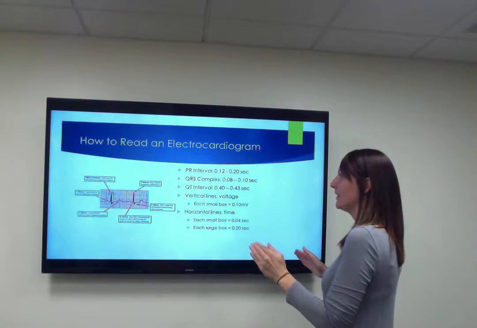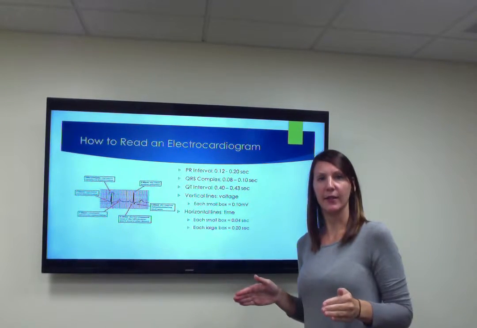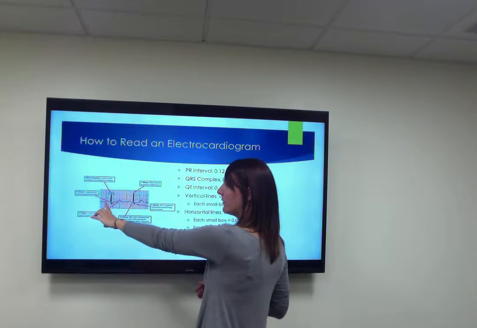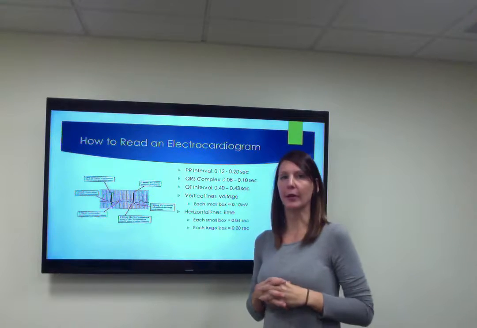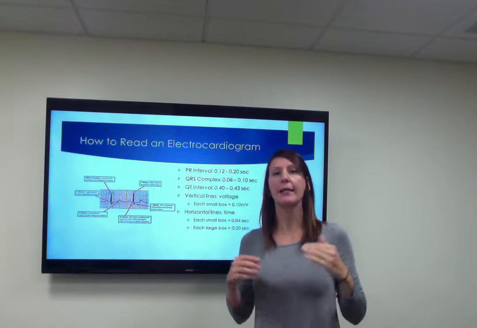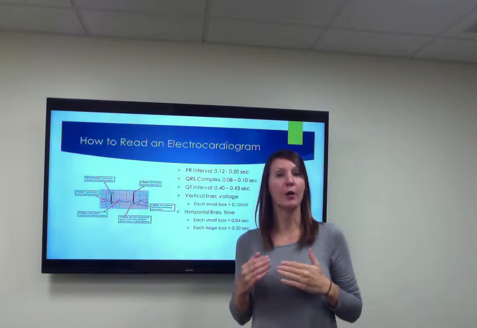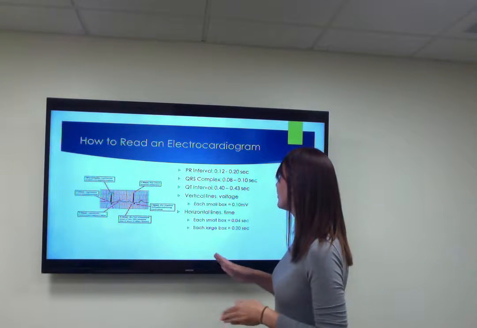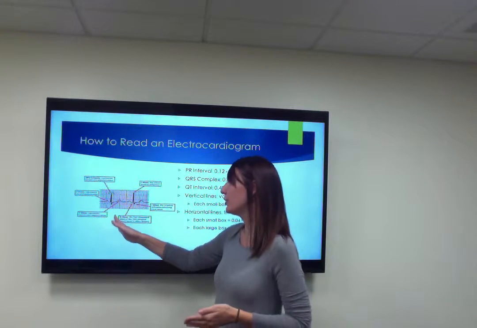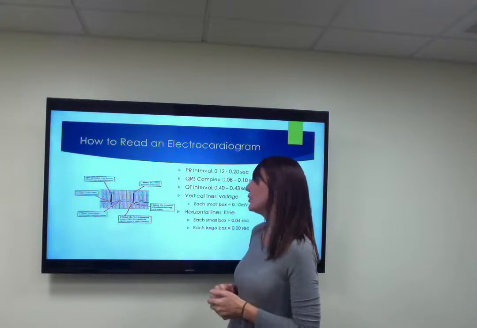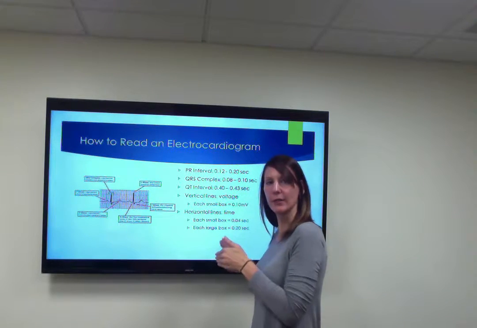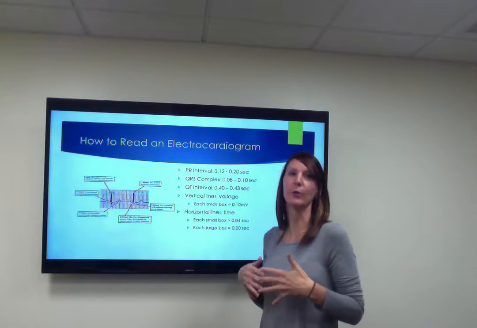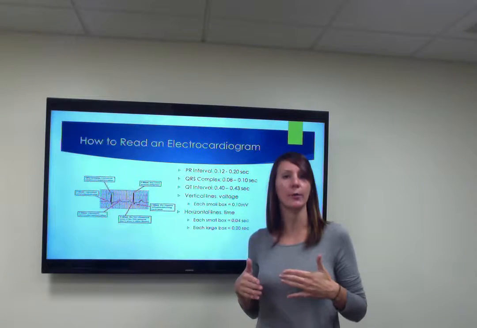When we're looking at this, we have specific measurements, like I said, that we were going to be looking at. You have the PR interval, which is right here from the beginning of the P to the R wave. The measurement we want to look at is 0.12 to 0.20. Anything bigger than that is going to be a block or some kind of arrhythmia. Then you look at the QRS complex, which is measured from 0.08 to 0.10 on the strip. And then the QT interval, which is 0.40 to 0.43. These measurements that I'm giving you are guidelines. You may want to look at what your hospital uses for their measurements, because each hospital could be slightly different.